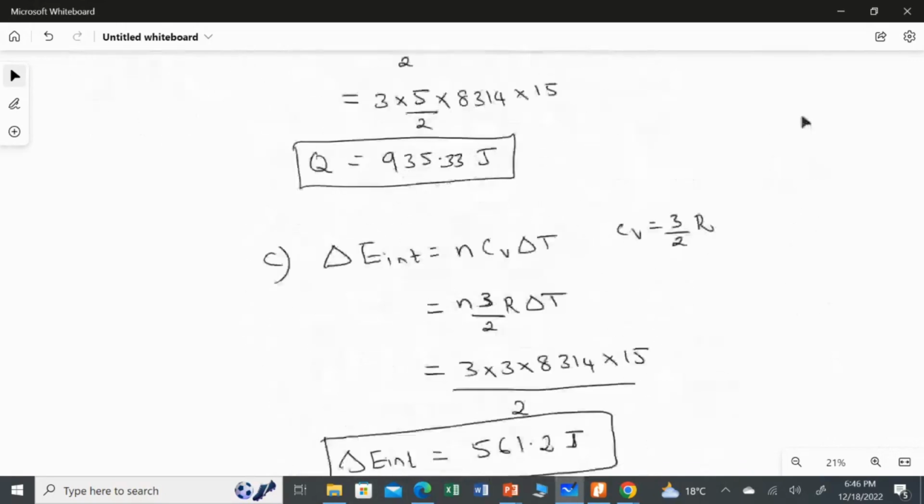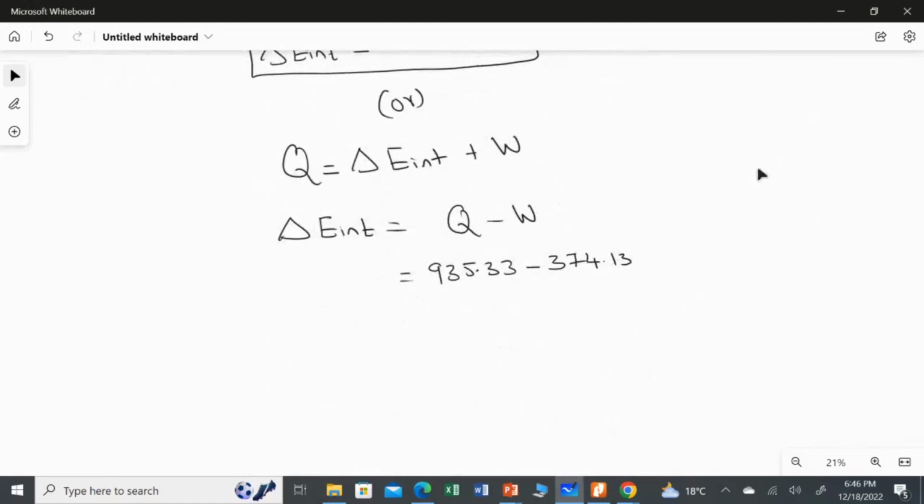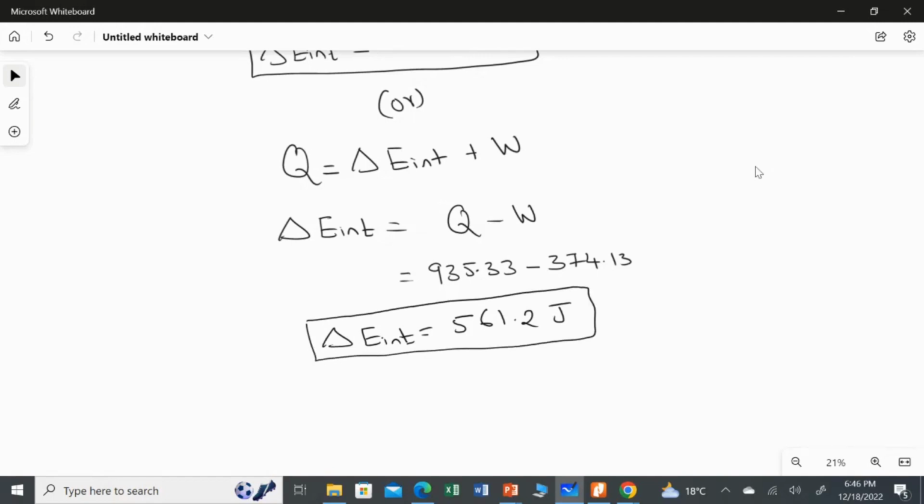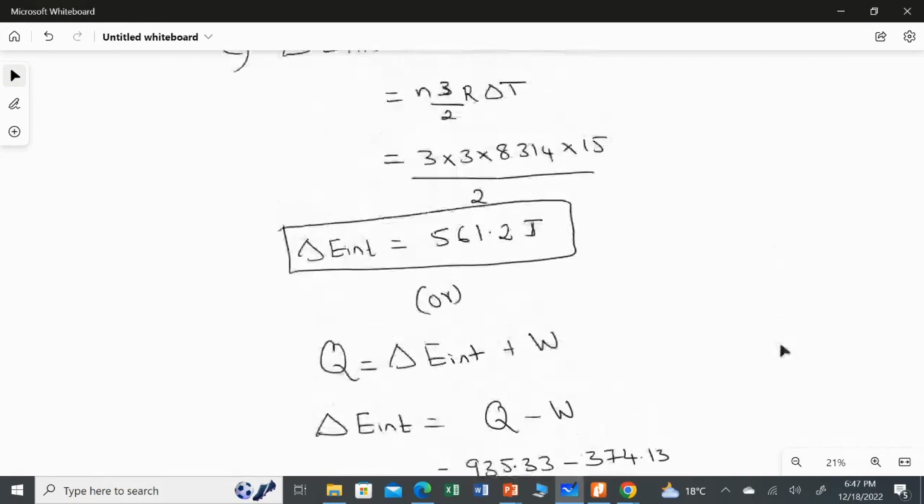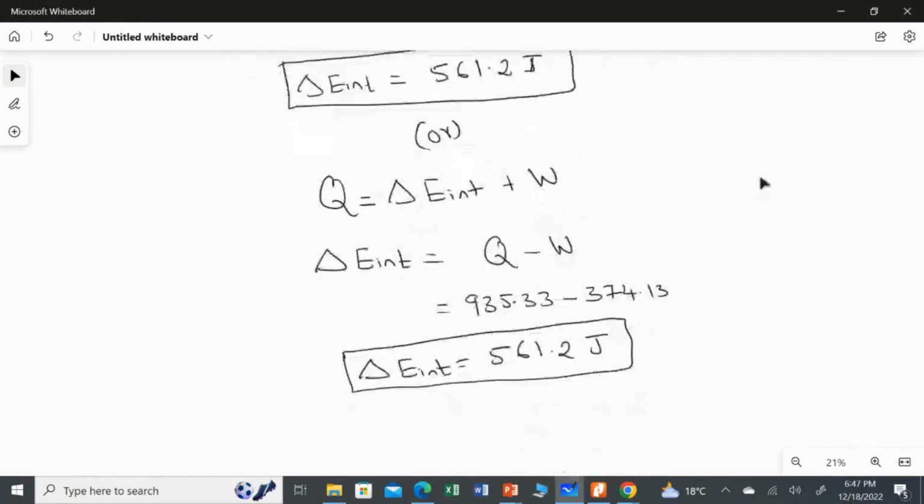Let's check one more time. Yes. So now I'm going to subtract this value. Let's see what is the answer. 935.33 minus 374.13. We got the answer as 561.2. Same answer. So either you can use that equation or the first law of thermodynamics. Clear? First law of thermodynamics equation you already know. You can use that equation also for getting the answer. So either you can use this relation or this relation. Both give the same answer.